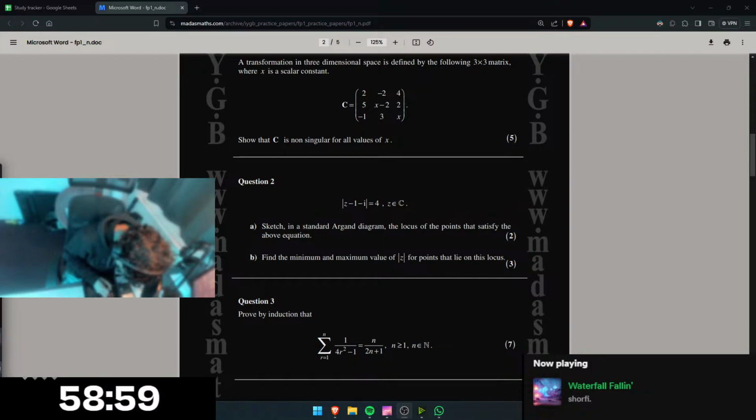Base case, n equals 1. 1/4 minus 1 equals 1/3. 1/2 times 1 plus 1 equals 1/3. So true for n equals 1.